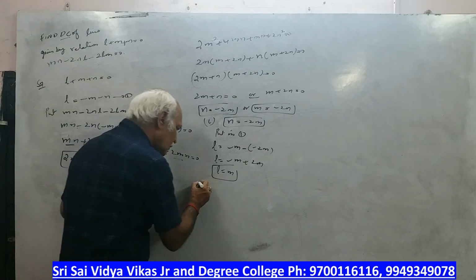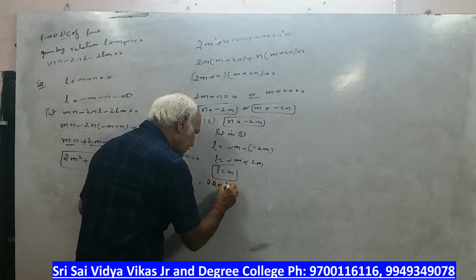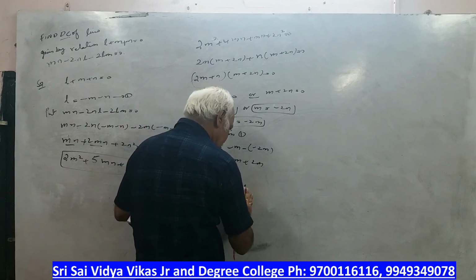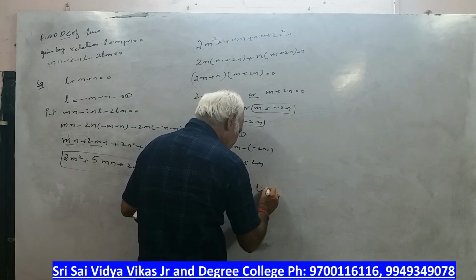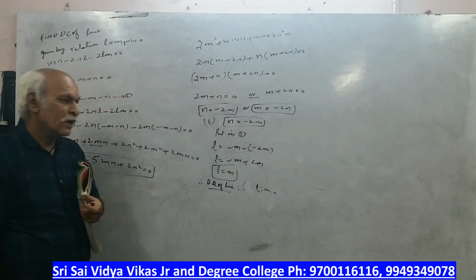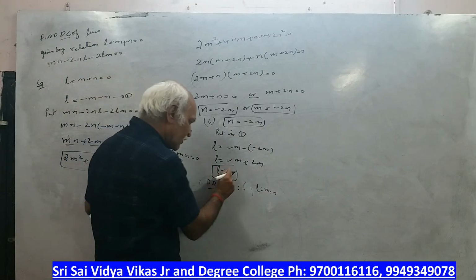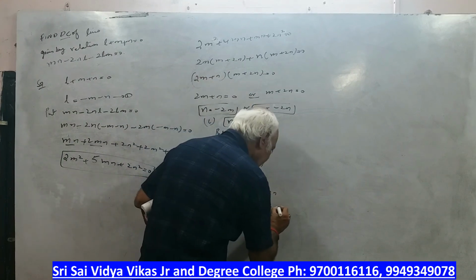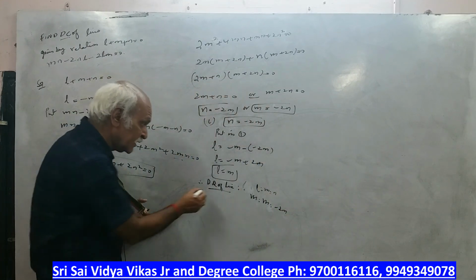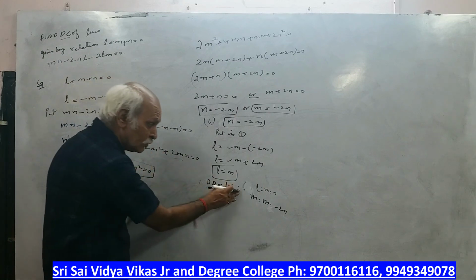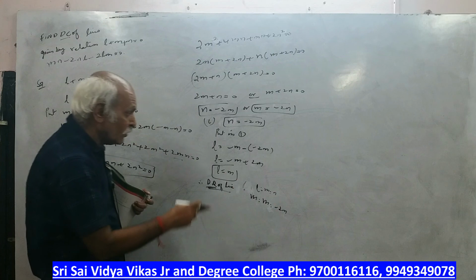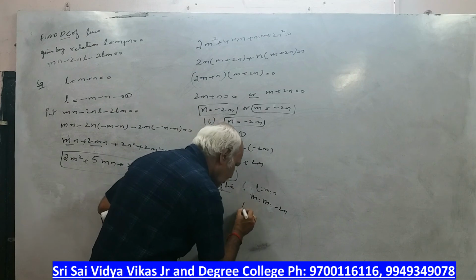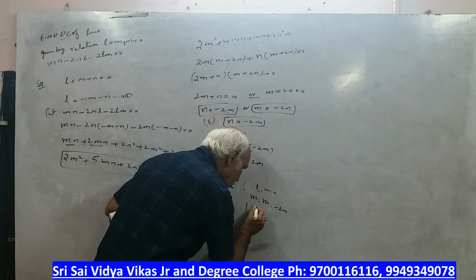Now, therefore, DRs of the line. What do we write? DRs of the line L1, L is to M is to N. What is L value? M. What is M value? We did not get it. But N value we got minus 2M. So we are writing DRs, we are not writing DCs, because it is a ratio. L is to M is to N. Cancel M. So 1 is to 1 is to minus 2.